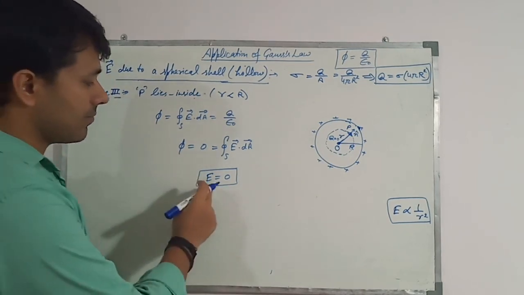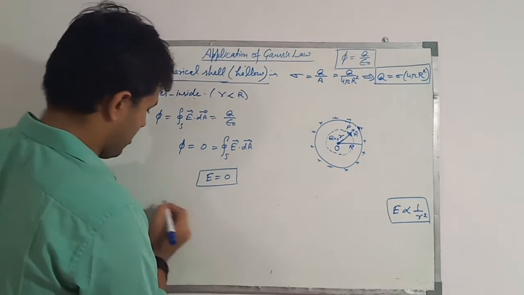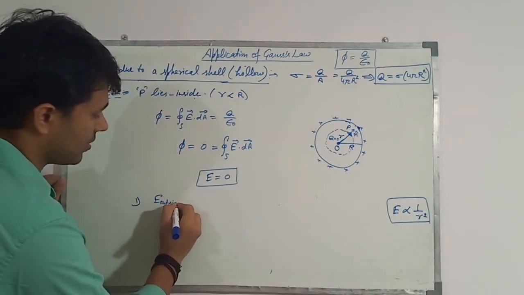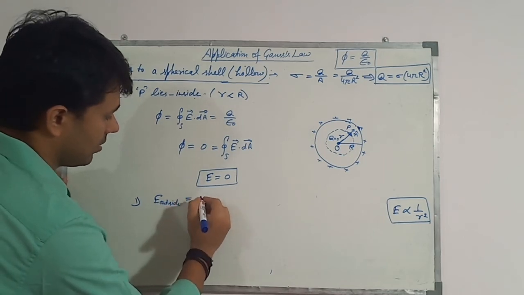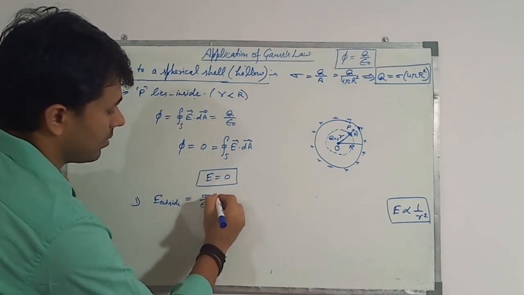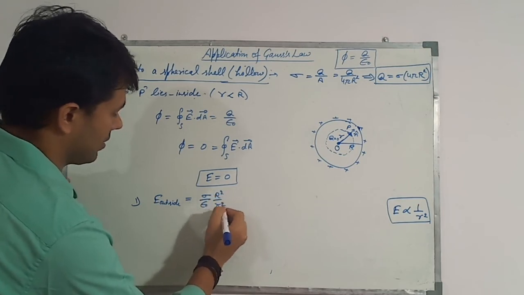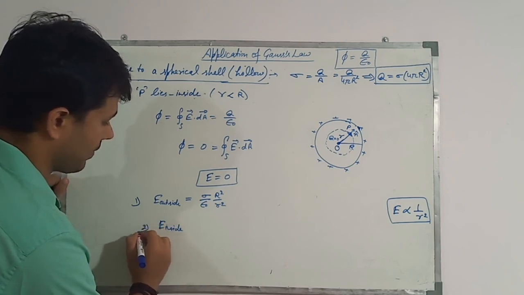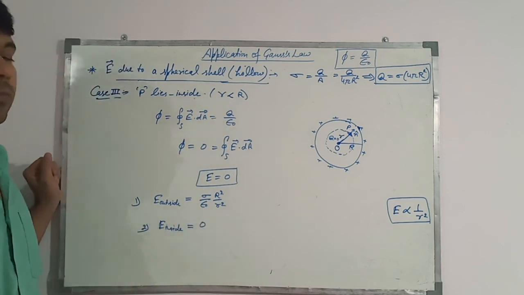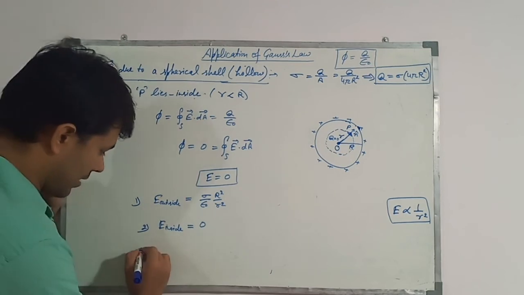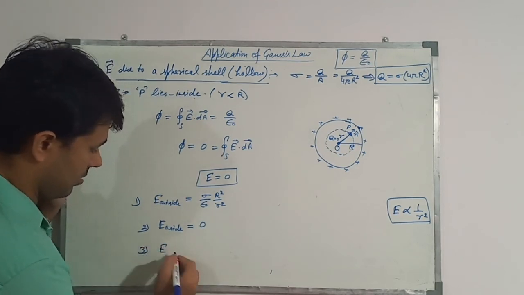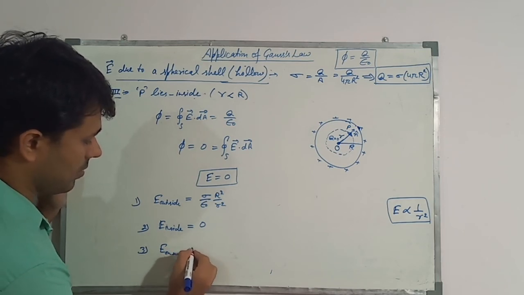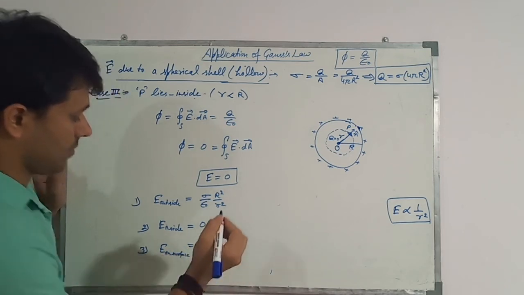From here we can see the first case, E outside the shell is sigma upon epsilon naught, R square by r square, and E inside the shell is 0. And the third one, E on the surface, is sigma upon epsilon naught.